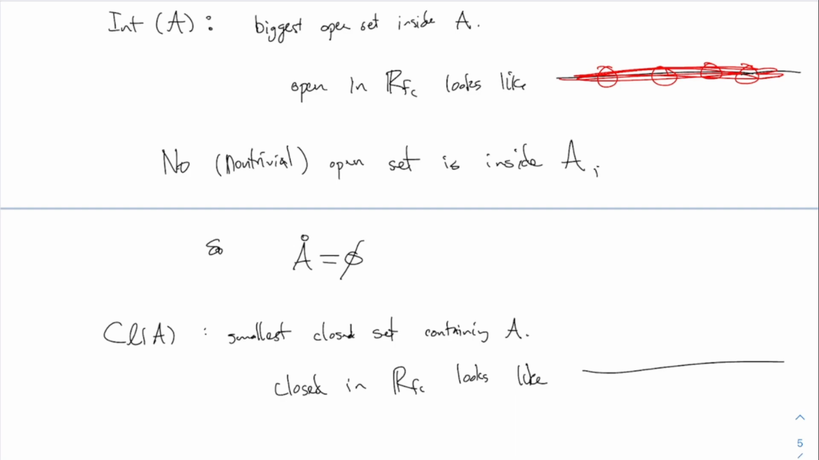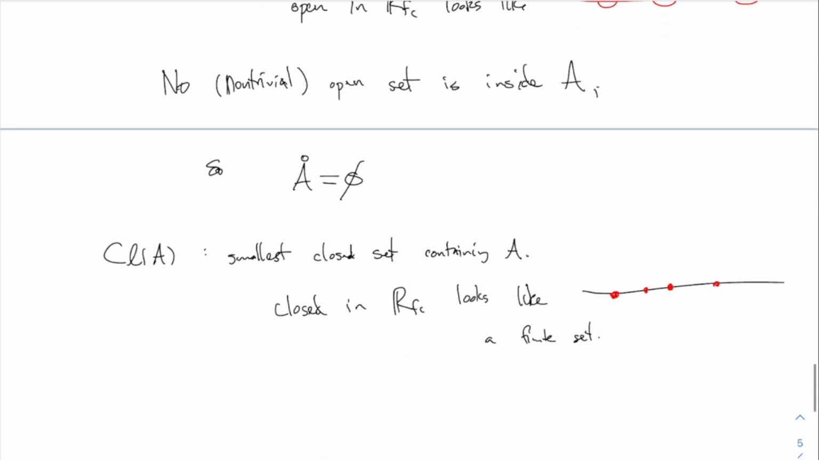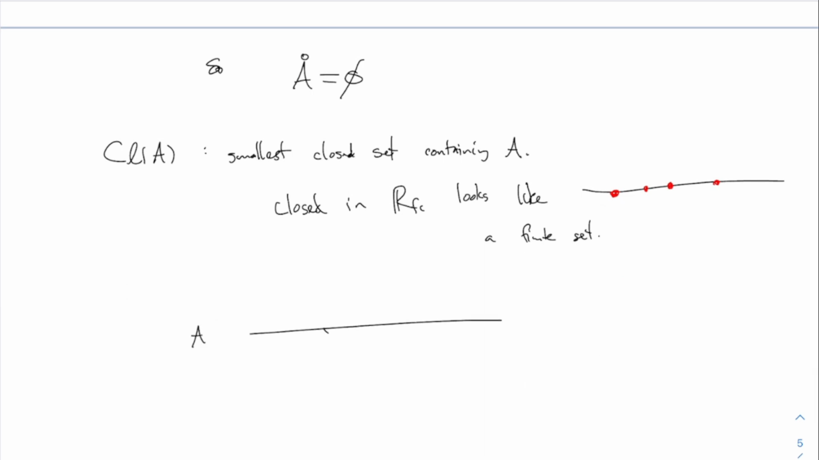That would be just those extra few points, right? A closed set looks just like this. It's got nothing in it except for a finite set of points, all right? Really, it looks like a finite set. That's what a closed set in the finite complement topology looks like. And so, what is the smallest closed set containing A? I'll draw the picture of A again. A looks like this point up to here.